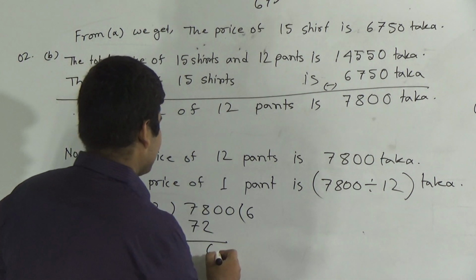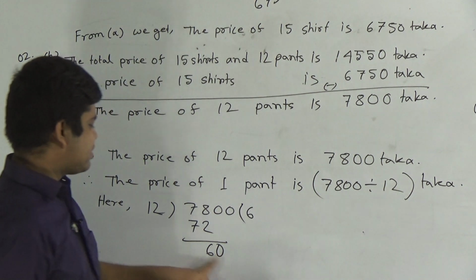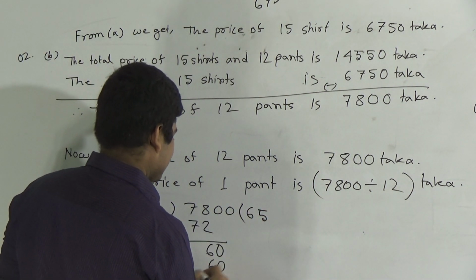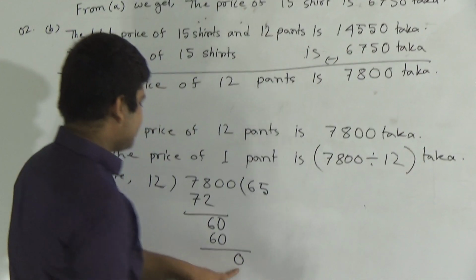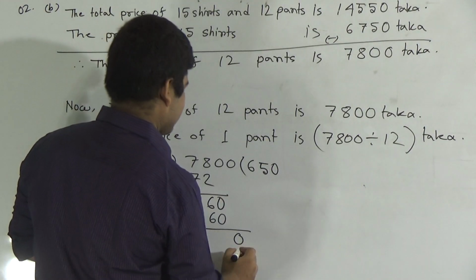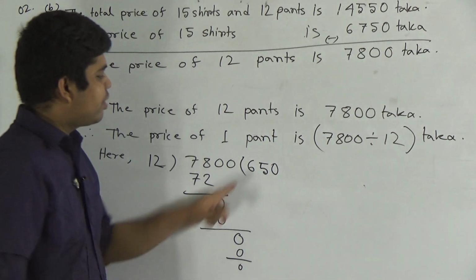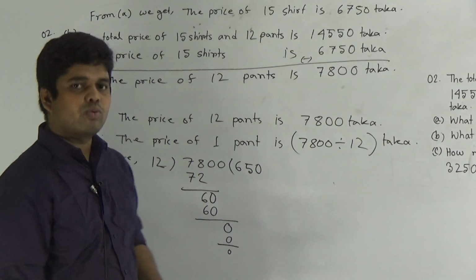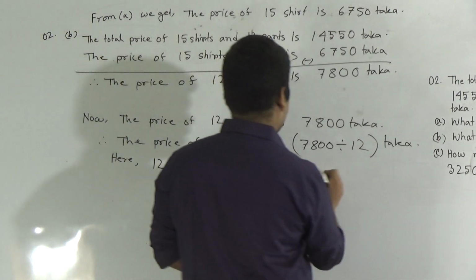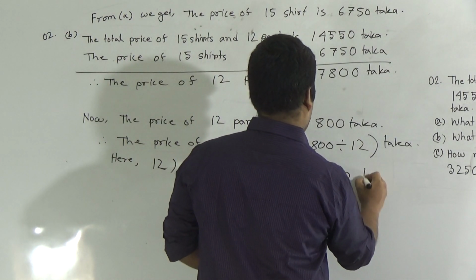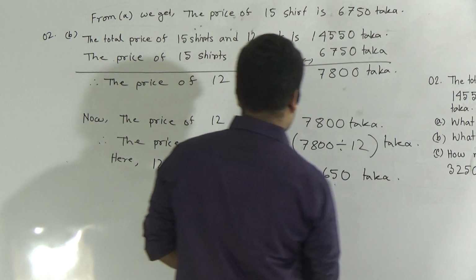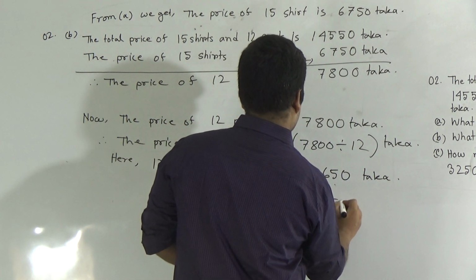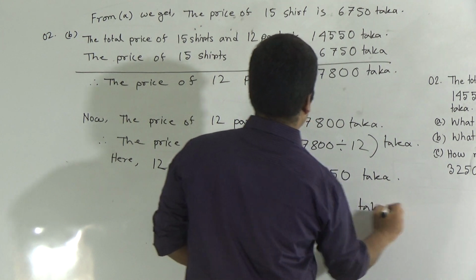Okay, and this 0 is here. In 60, 12 goes in 5 times. 5 12s are 60 and 1 0 is here. In 0, 12 goes in 0 times. That means 0. So 650 taka is the price of one pant. Okay, I hope you have understood. As our solution is done, then we write the answer: 650 taka.